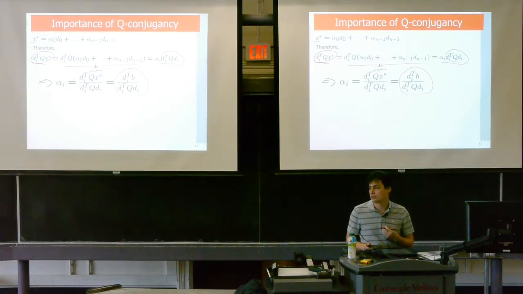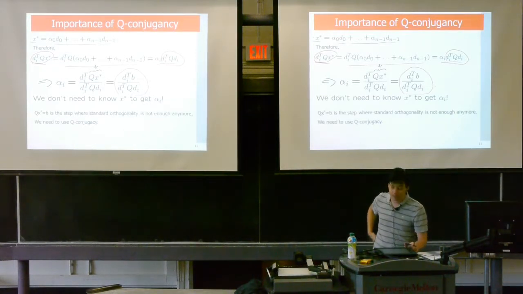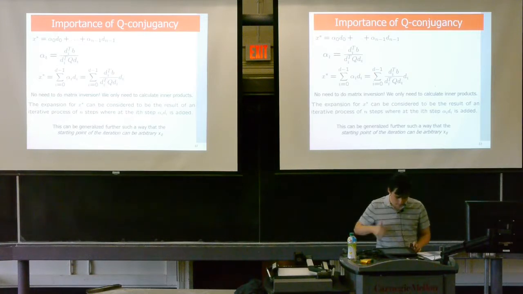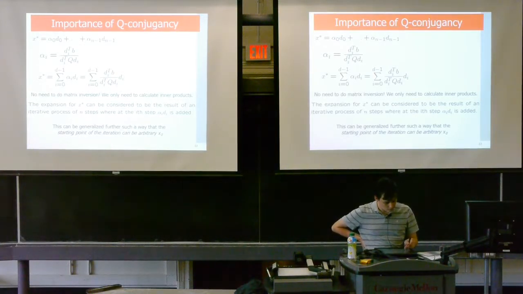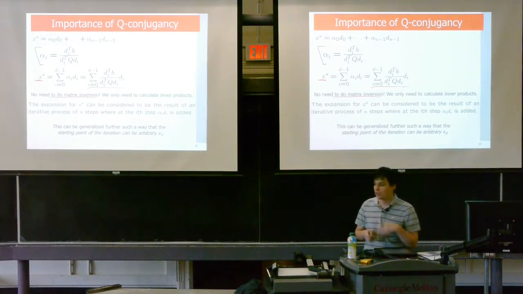So if you have a Q conjugate system, then we know that x star is a linear combination of the Q conjugate vectors with coefficients alpha i. And alpha i has this simple form. OK? So that's good to know. Another important property: we just proved that alpha i has this form, and because of that, x star is a linear combination of the di vectors with these coefficients. And if you look at this, we don't need to do matrix inversion, right? You just need to calculate inner products.